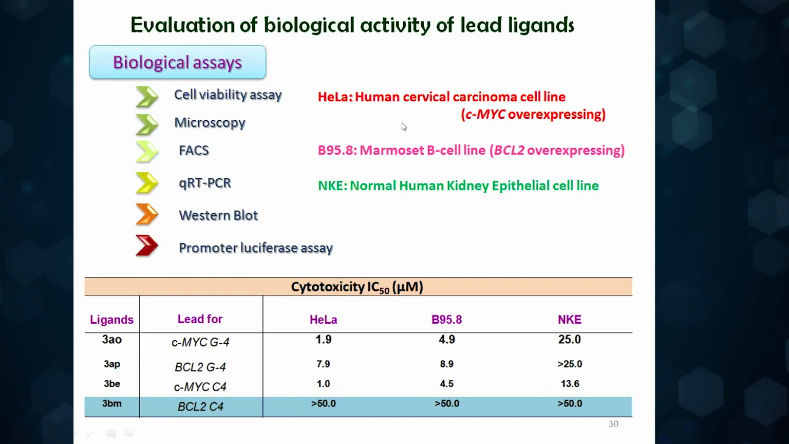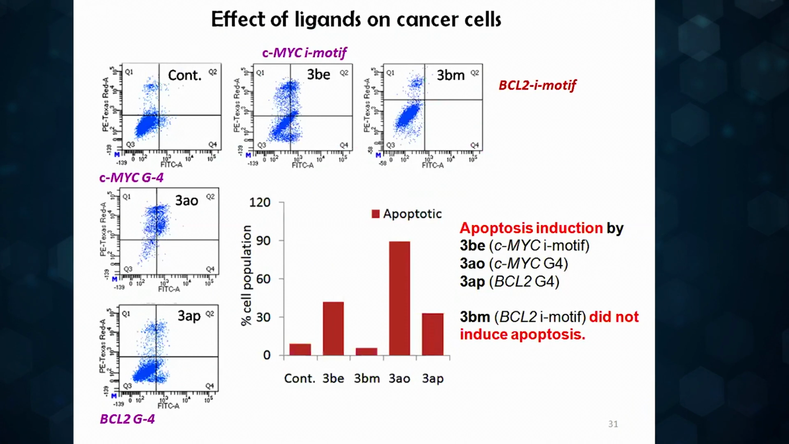We used 2 different cancer cell lines, that is, a c-MYC overexpressing human cervical cancer cell line and a BCL2 overexpressing marmoset cell line. We have also used a normal human kidney epithelial cell line. In contrast to this, the BCL2 I-motif lead cannot inhibit the growth of cancer cells as well as the normal cells. Next, further biological studies using FACS analysis revealed that the lead compounds for the c-MYC I-motif, c-MYC quadruplex, and BCL2 quadruplex can induce apoptosis in cancer cells, but the BCL2 I-motif lead did not induce apoptosis in cancer cells.